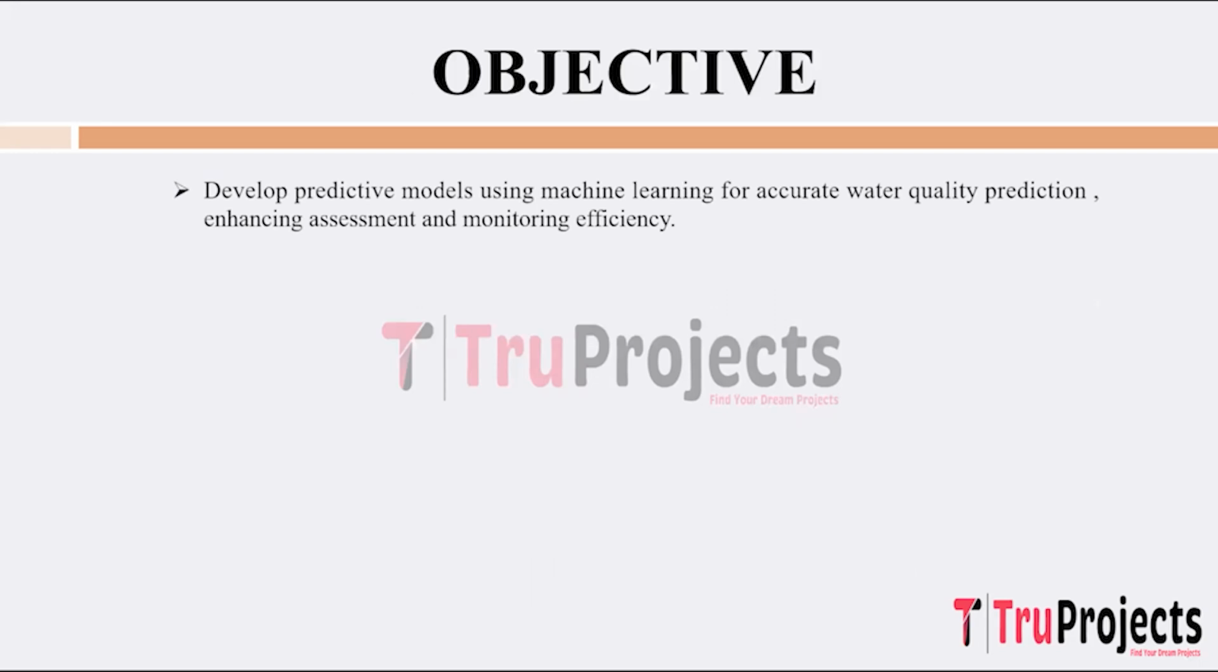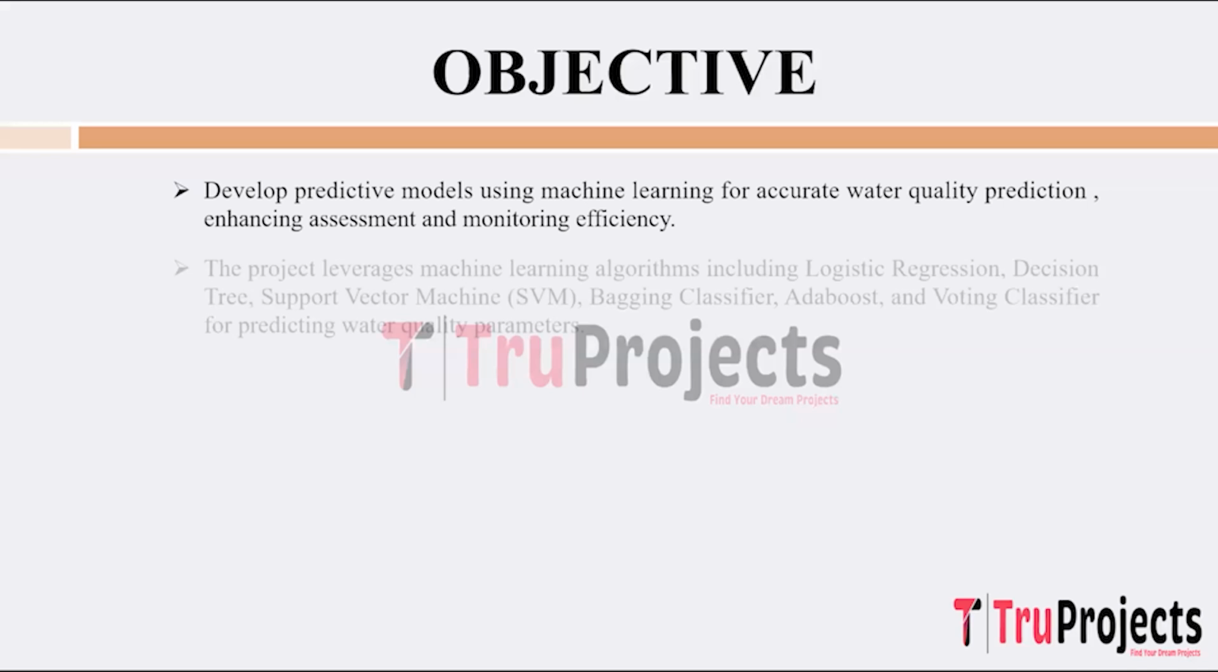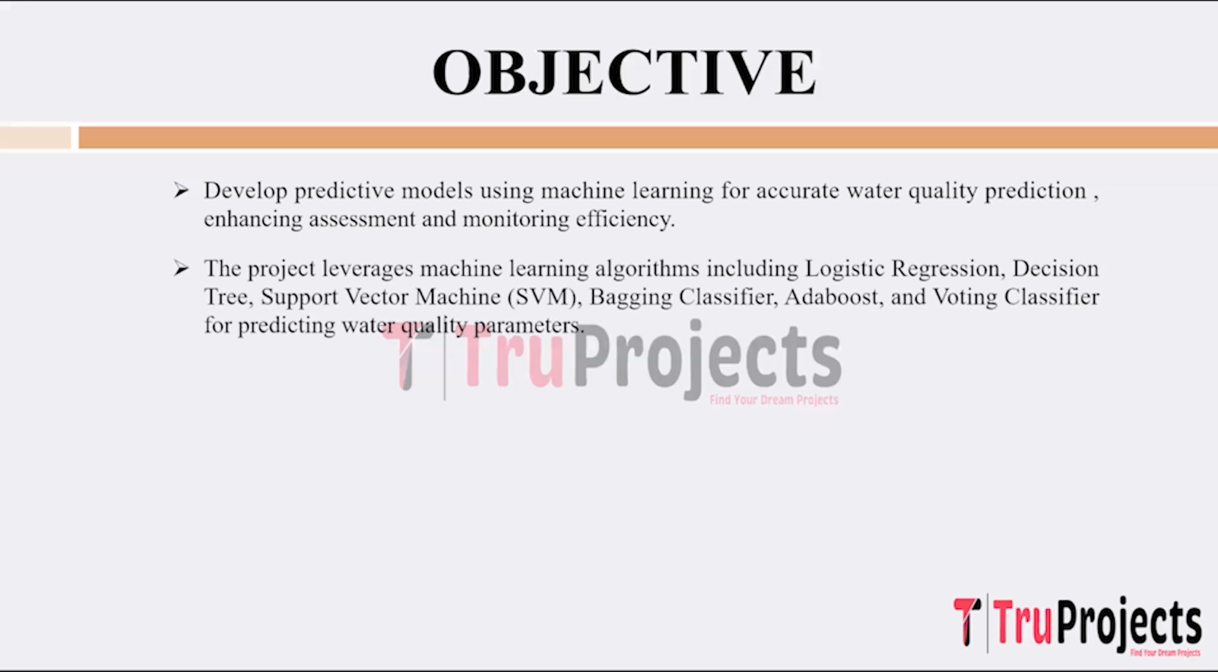Objective. The project aims to utilize machine learning techniques to develop models that can accurately forecast key water quality parameters. By doing so, it seeks to improve the efficiency and effectiveness of water quality assessment and monitoring processes. Various machine learning algorithms such as logistic regression, decision tree, support vector machine, and more are employed in the project to predict water quality. These algorithms analyze data patterns to make predictions about water quality indicators.